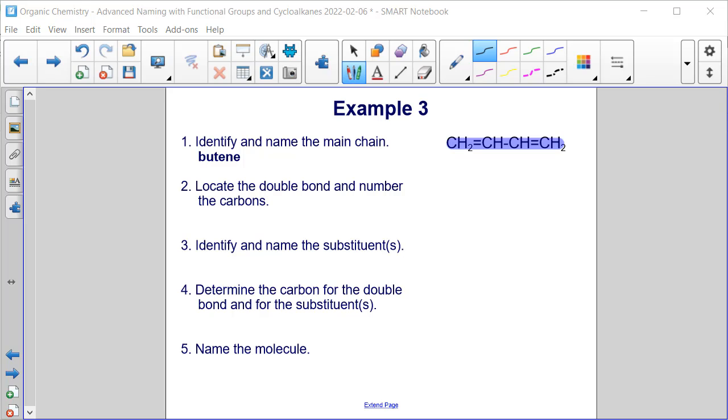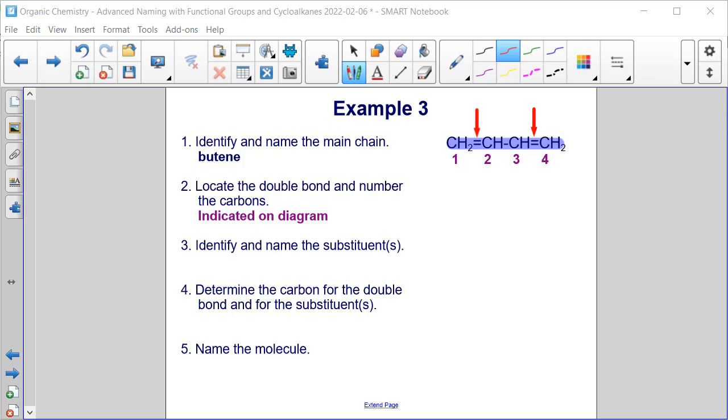All right, once we've identified and named the main chain as butene, we need to locate the double bond or bonds and number the carbons. So we can see 2 double bonds, one here and one here. And we want to number the carbons on the end closest to the double bond. Since there are 2 double bonds here and they're both on either end, and we don't have any substituent groups, we can actually start numbering from either end, but I'll start here with 1, 2, 3, 4, so that we're starting our double bond on carbon 1.